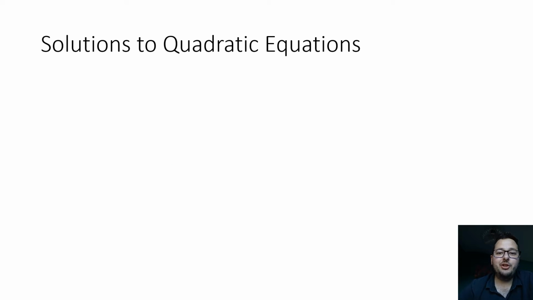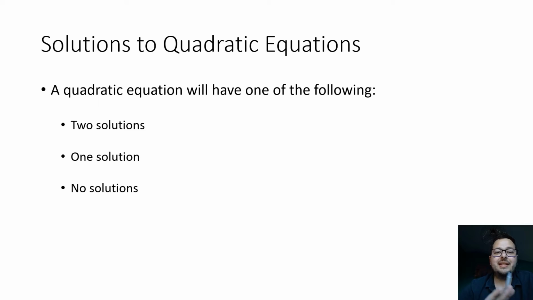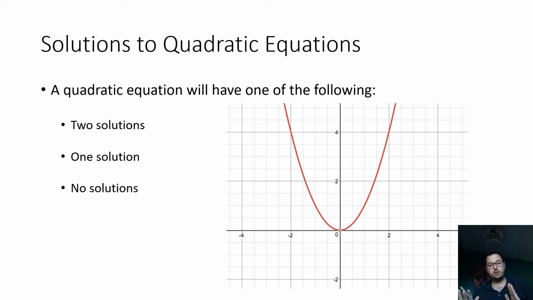Okay, so solutions to quadratic equations. A quadratic equation will have one of the following. It's either going to have two solutions, one solution, or no solution. So let's just explain that with this graph. For example, let's first look at the line y equals 4. So we're looking at this here and we're saying that this equation is going to be equal to 4.